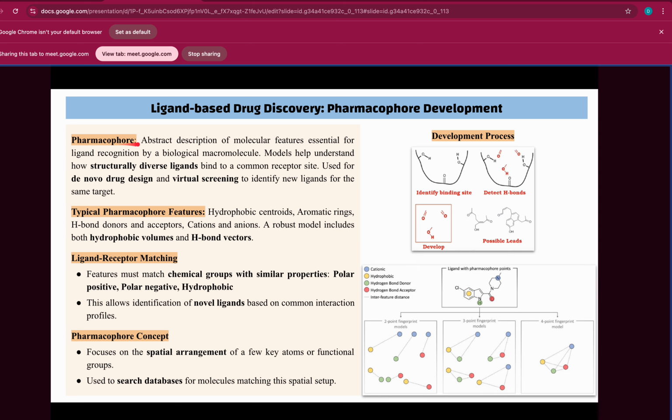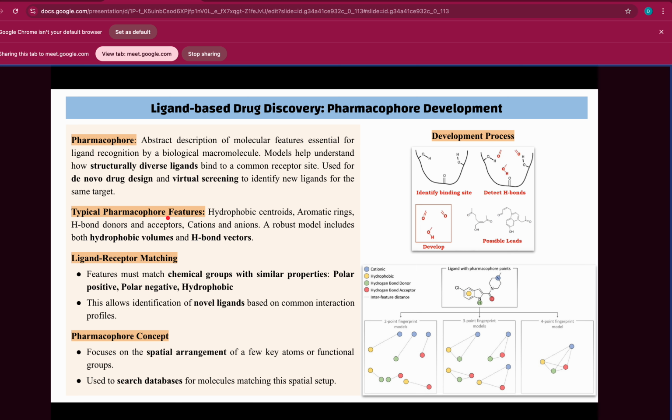So in pharmacophore, we look for the structure of different ligands and we see how they vary in their binding to a common receptor or common target protein. This is simply used for de novo drug design and virtual screening to identify new ligands for the same target. This could also be called optimizing different leads or identifying novel drug candidates.